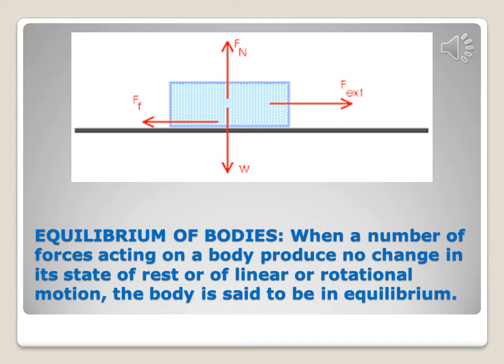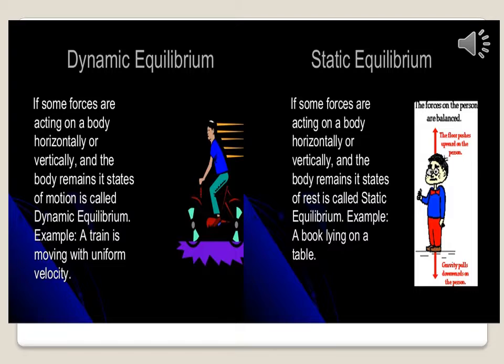Now, let's see the kinds of equilibrium. The equilibrium is of two kinds: dynamic equilibrium and static equilibrium. When a body remains in the same state of motion, that is translational or rotational, under the influence of several forces, the body is said to be in dynamic equilibrium. An example has also been quoted. For example, a train moving with uniform velocity.